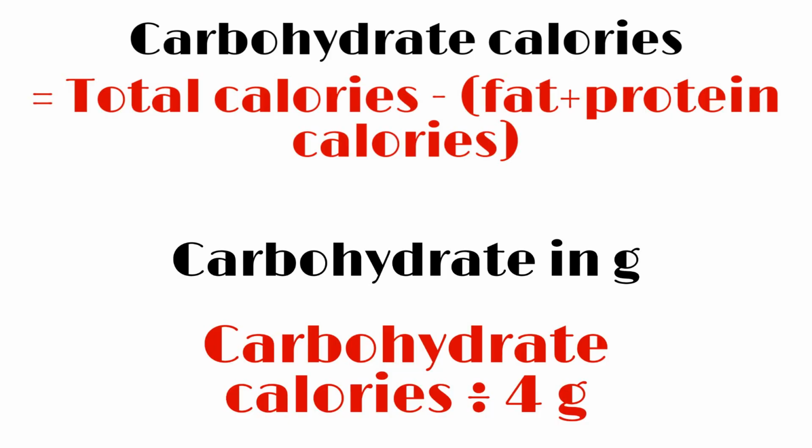Subtract the amount of calories you need from protein and fats from your total calorie need, and you get the amount of calories you need from carbohydrate. And then to get the amount of carbohydrate grams, you divide that by 4, because 1 gram of carbohydrate gives you 4 kilocalories. Okay, so I hope that the macronutrient splits are understood.